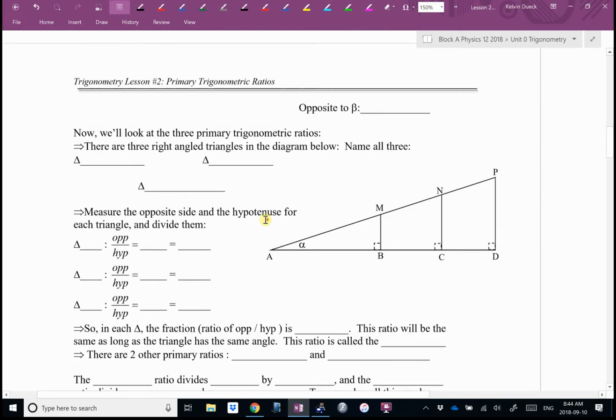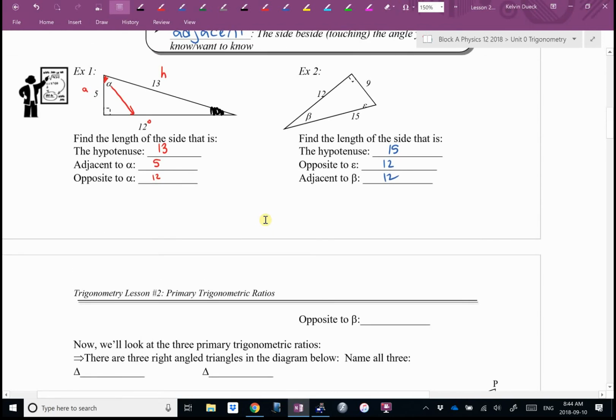On the next page, which side is opposite to beta? 9? Yeah. Nothing there? 9? Okay. Yeah, 9.